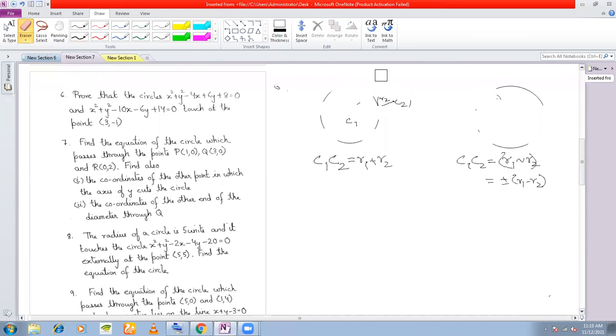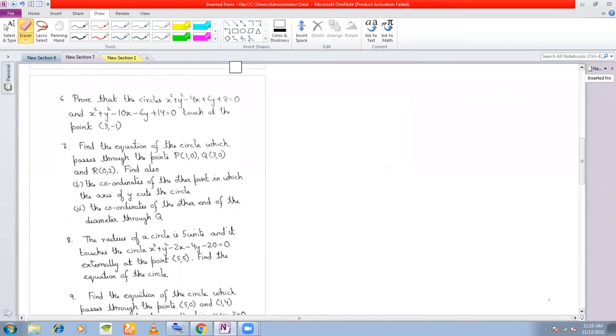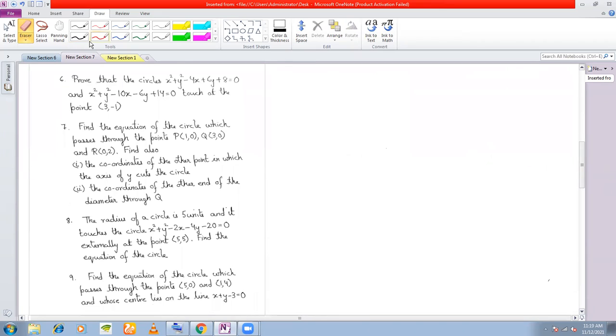So here we have to show that the circles touch each other, but we don't know whether internally or externally. So what we need to show here is that the distance between the centers is either equal to the sum of the radii, in which case they touch each other externally, or equal to the difference of the radii, R1 minus R2 or R2 minus R1, in which case the circles touch each other internally. Okay, so let's show this.